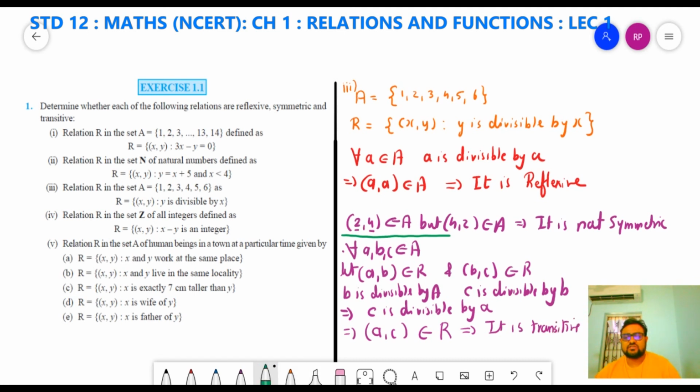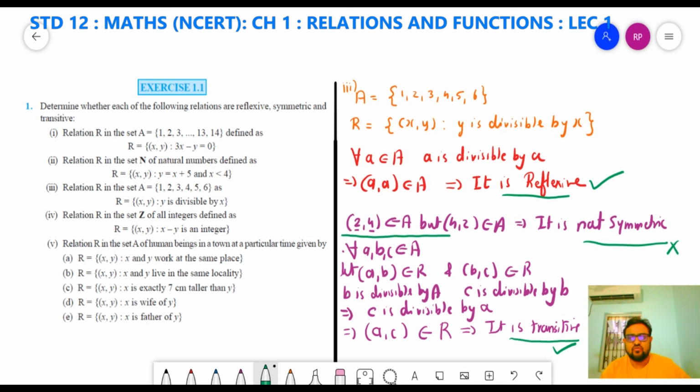Okay, so this is reflexive, yes. Symmetry, no. Transitive, yes. So this given relation is reflexive and transitive, but not symmetric. Yeah, just note it down. Okay, now let's move to the next one.